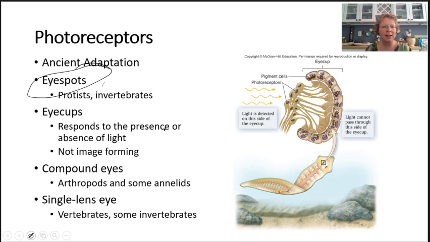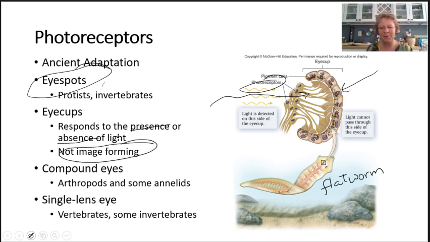Eye cups are a little more complicated, and this diagram right here shows an eye cup in a flatworm, or a planarian. So our flatworm. Notice the basic structure. We have pigmented cells that protect the photoreceptors. Here are our photoreceptors. Pigmented cells protect the photoreceptors from light coming in from this direction. Light coming in from this direction will stimulate the photoreceptors to send a message to the brain. These are good for responding to the presence or absence of light, but they're not good for image forming.